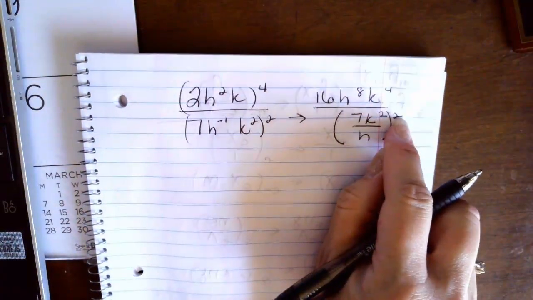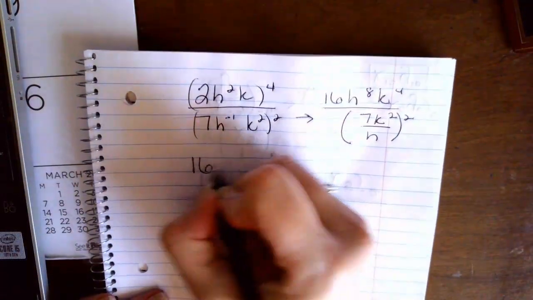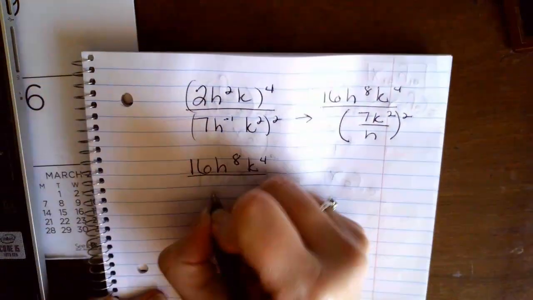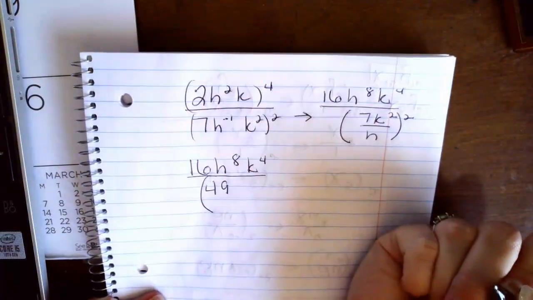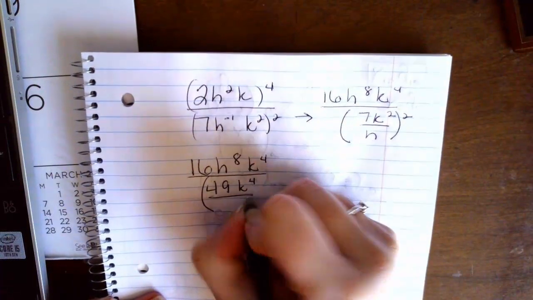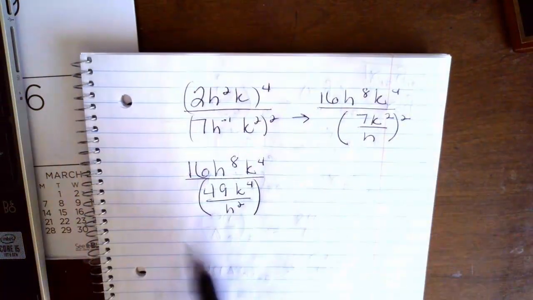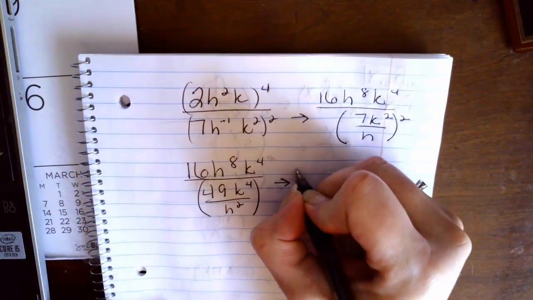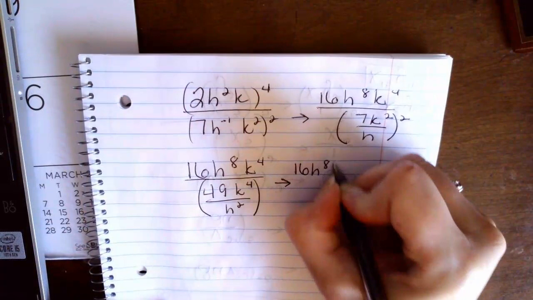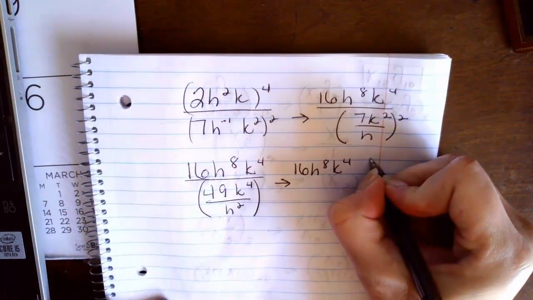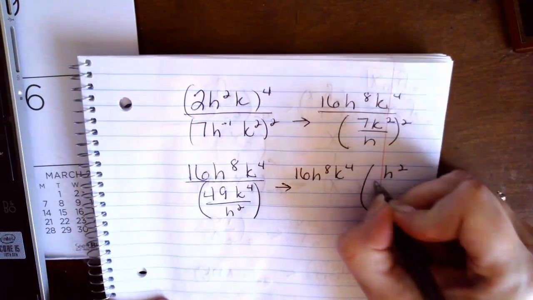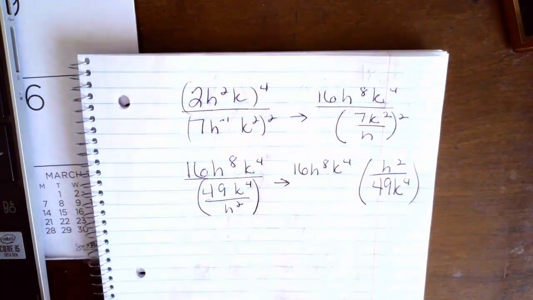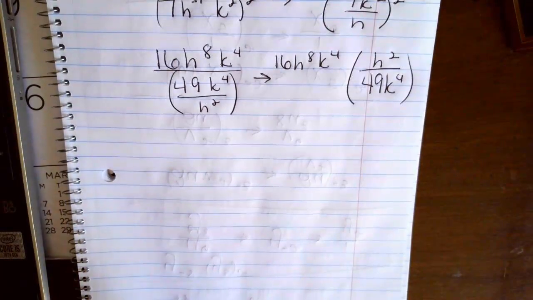So now I'm going to distribute that power. So I have 16 h to the 8th k to the 4th over 49 k to the 4th h squared. And now I have a fraction divided by a fraction. So I'm going to change that to multiplication by the reciprocal, which gives me h squared over 49 k to the 4th. So what do I notice?